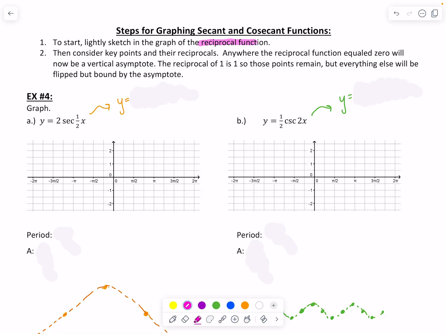those key points, right? So anywhere the reciprocal function equals 0 will now really be a vertical asymptote. And the reciprocal of 1 is 1, so those points remain, but everything else will be flipped but bounded by those asymptotes, right? Let's try a couple.